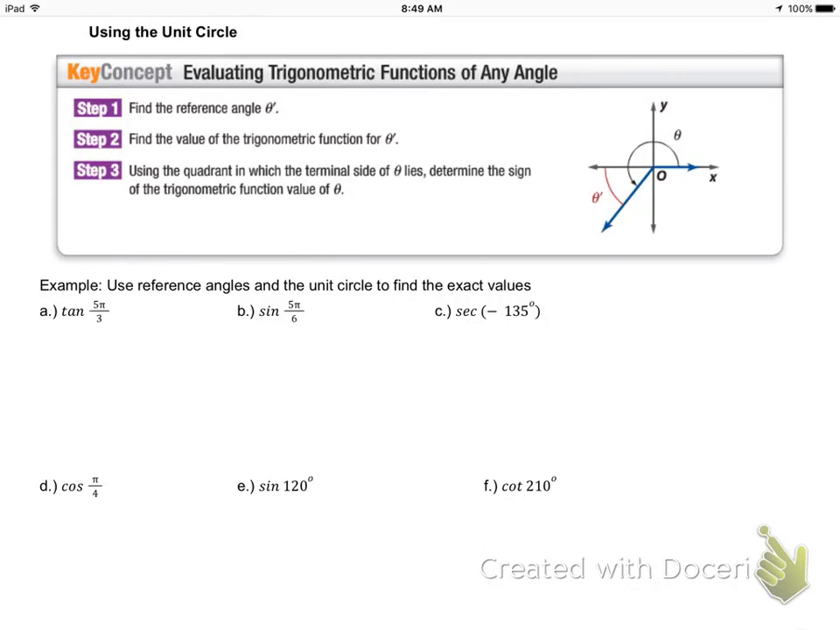This is 4.3, day 3. This should be the last of it. So what we're doing today is I have, I think, about 6 problems on this page, and I think another 5 or 6 on the next page. We need to evaluate. We're going to use that unit circle.